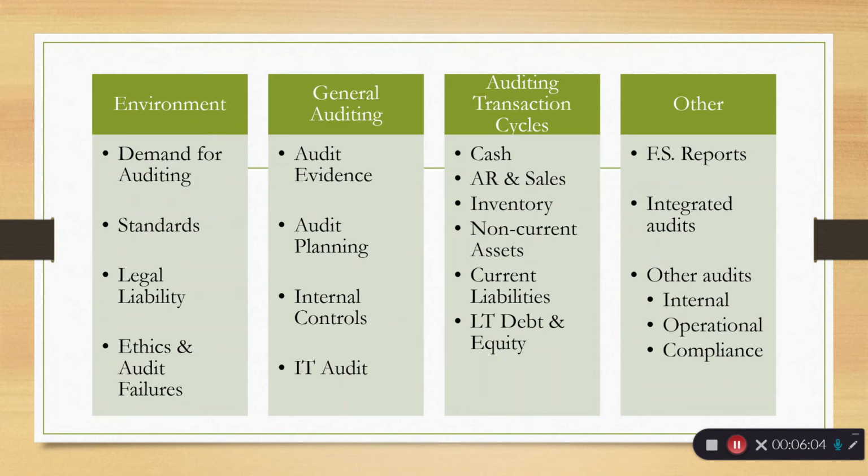Then we talked about ethics and especially independence rules and principles, and that rounded out our environment category. Then we talked generally about how to do the audit: what kind of evidence we can collect, what kind of testing we can do, how we plan the audit, and the different stages of the audit. We talked about internal controls at a high level, IT audit, and analytics in this general auditing portion.